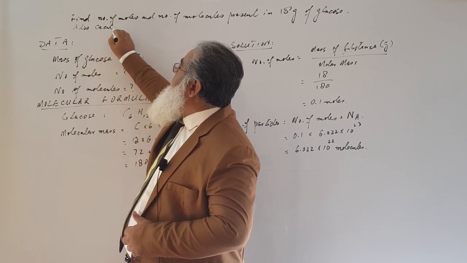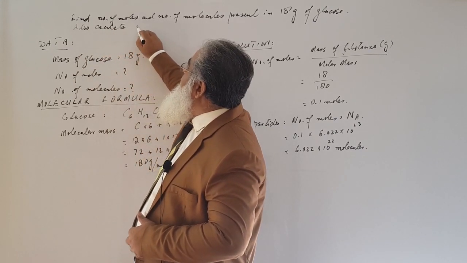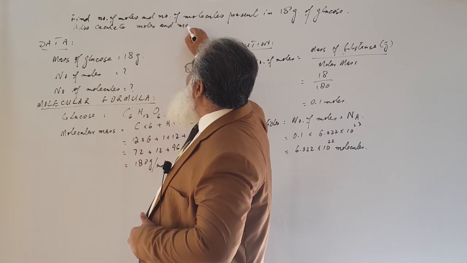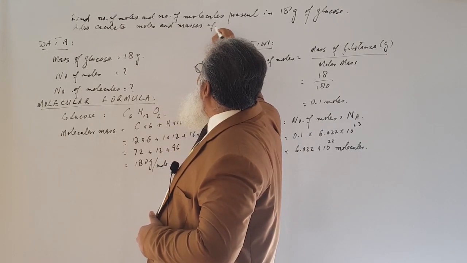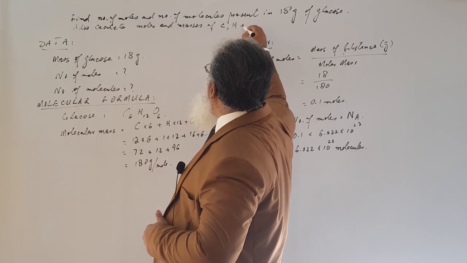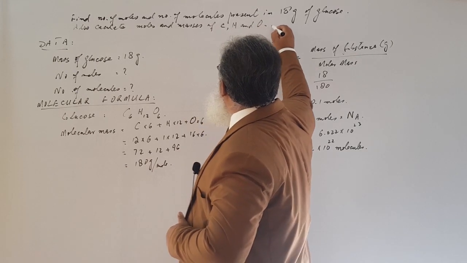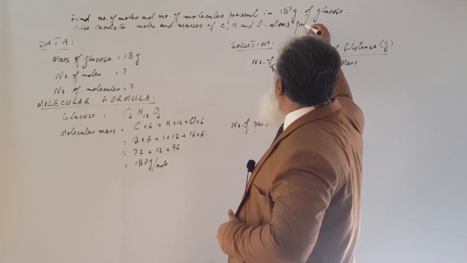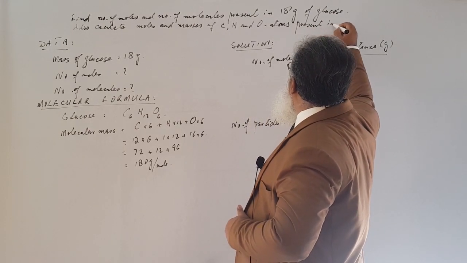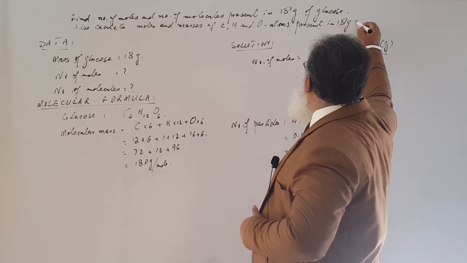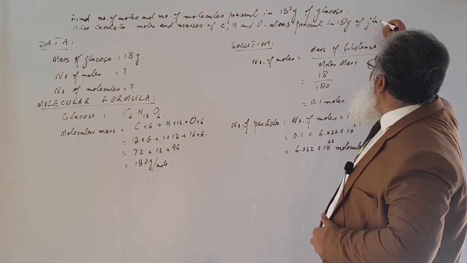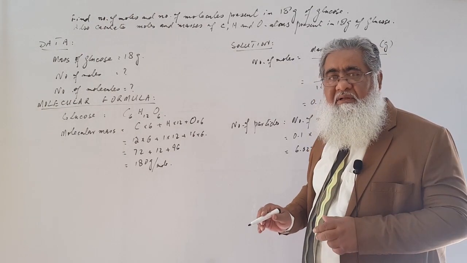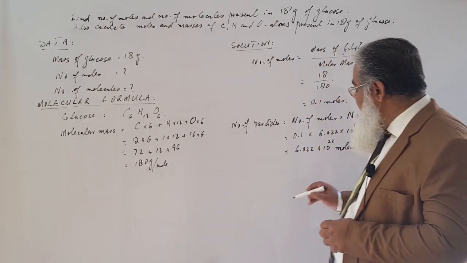Now, if this numerical is further extended, for that one, here I am going to write: also calculate the moles and masses of carbon, hydrogen, and oxygen atoms present in 18 grams of glucose. Now, this is a further extension of the numerical.